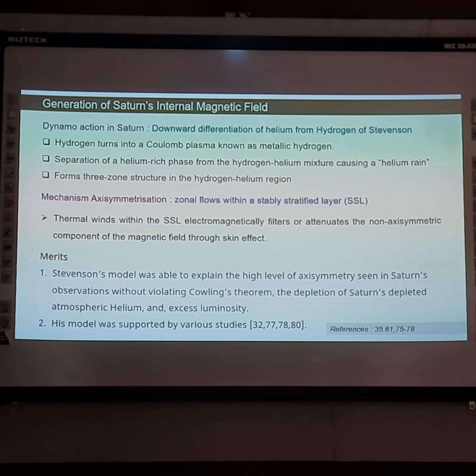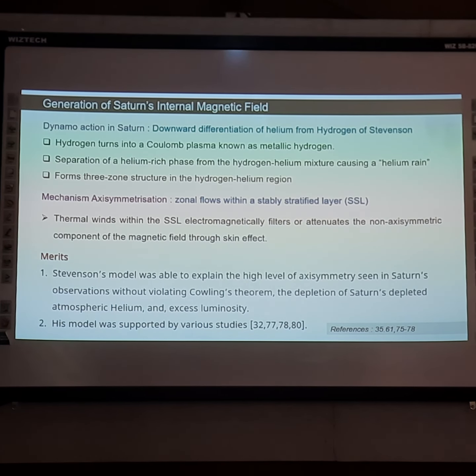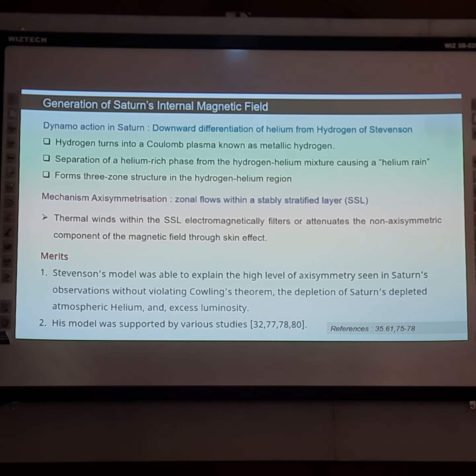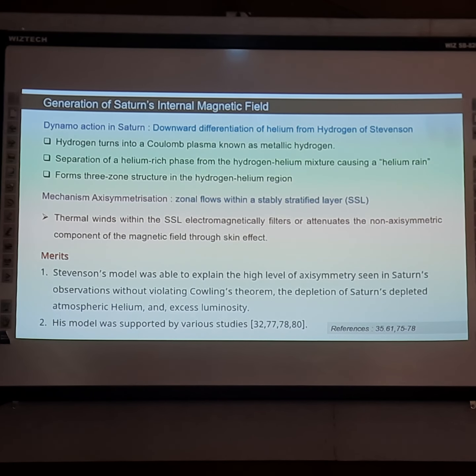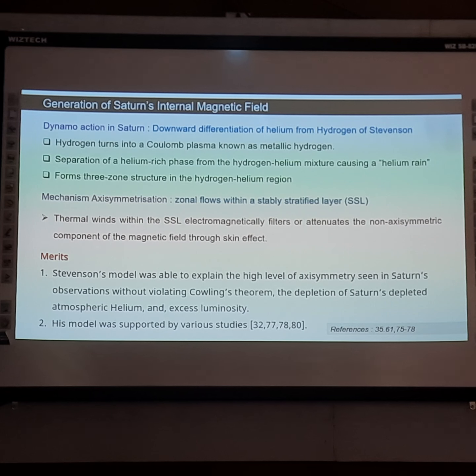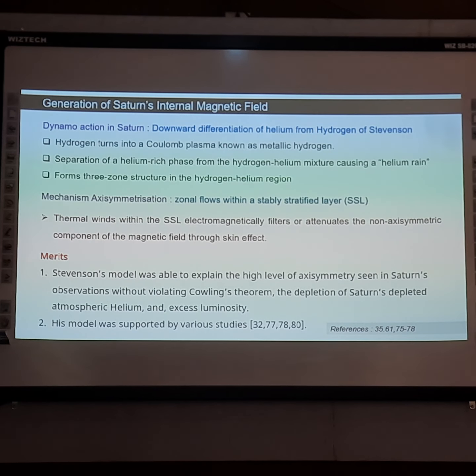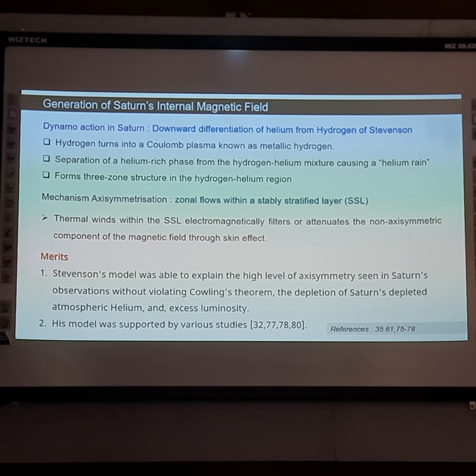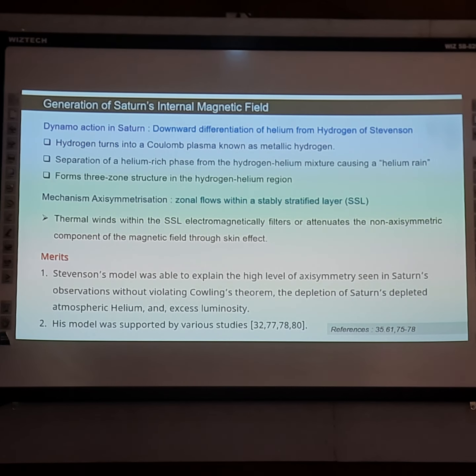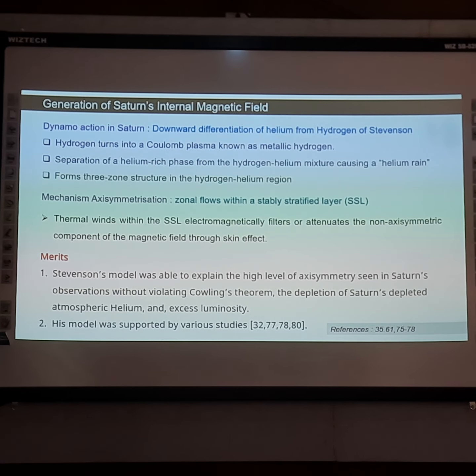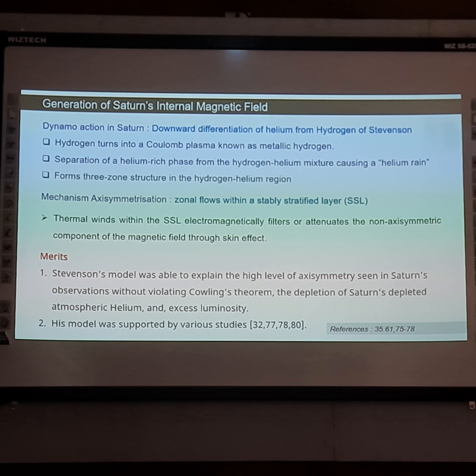And because of this layer, a temperature gradient is formed. That is the north-south temperature difference. And because of this temperature gradient, there is a thermal wind, and that thermal wind tries to move the particles and thereby creates the magnetic field. That is the gist of what is meant.